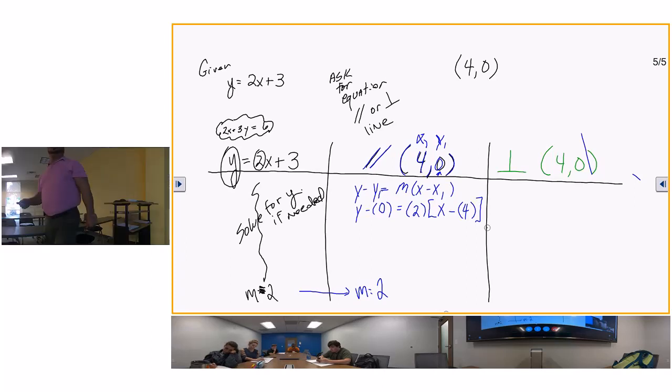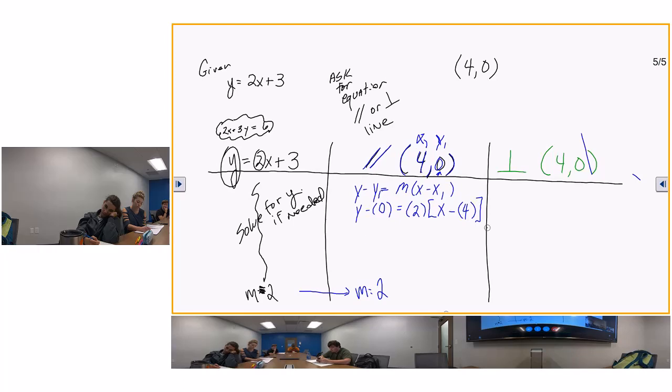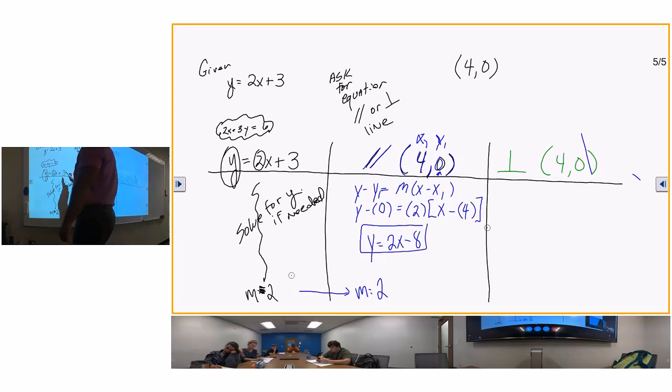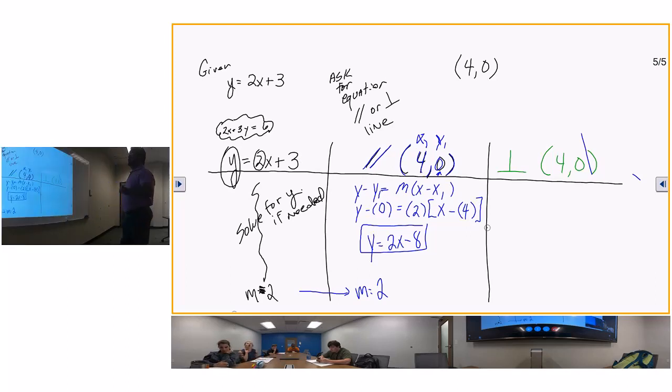So y is equal to what? 2x minus 8. Y is equal to 2x minus 8. And that line is parallel to this line, but it's not the same line. But it goes through that point, 4, 0. Now we're going to do the perpendicular line.